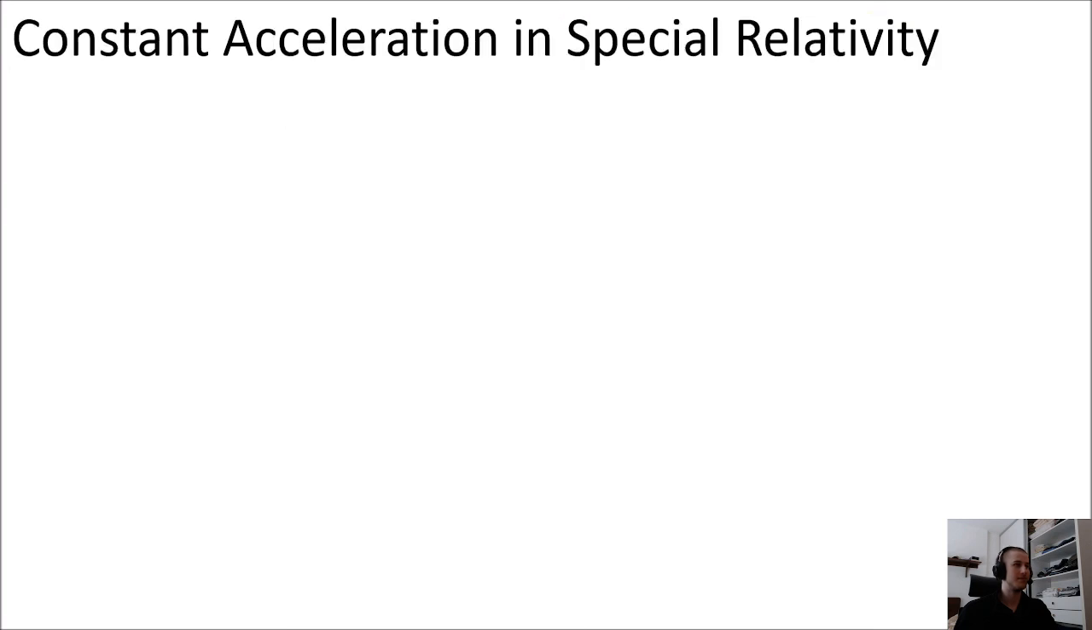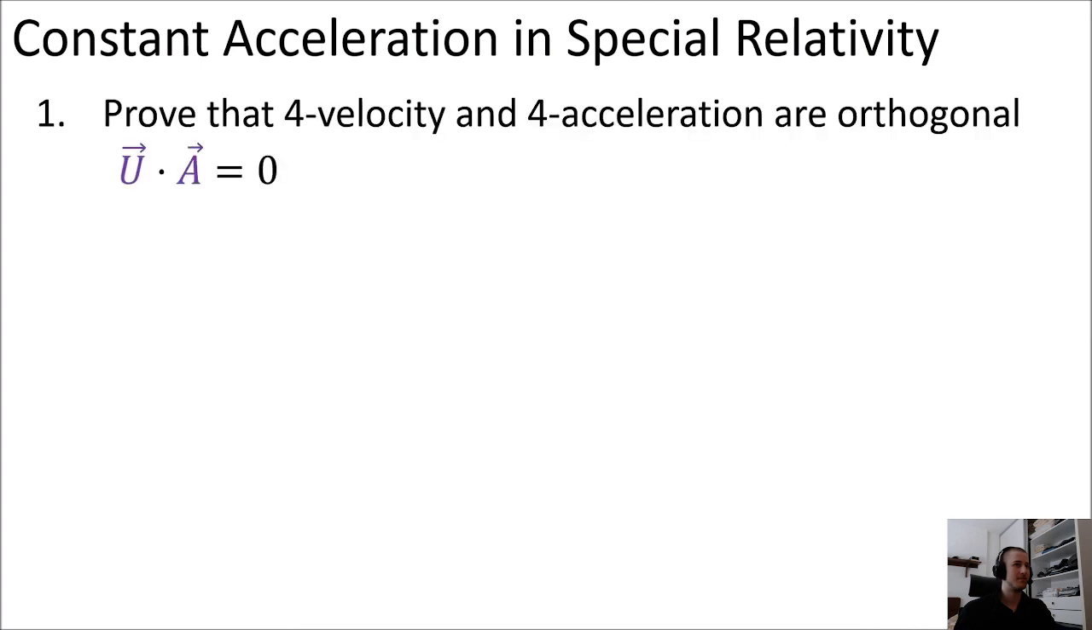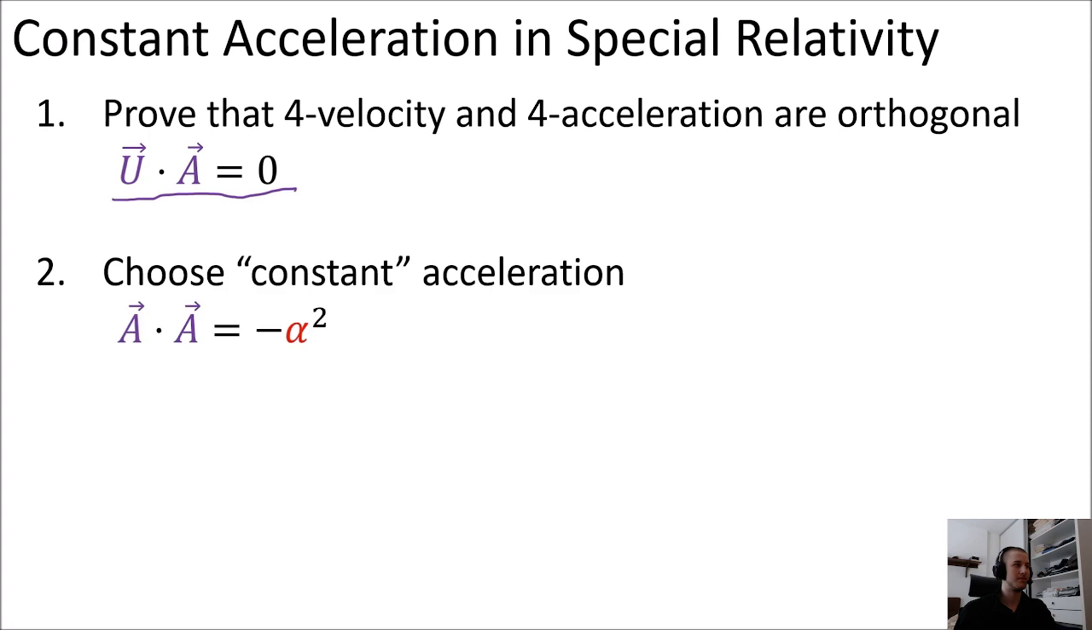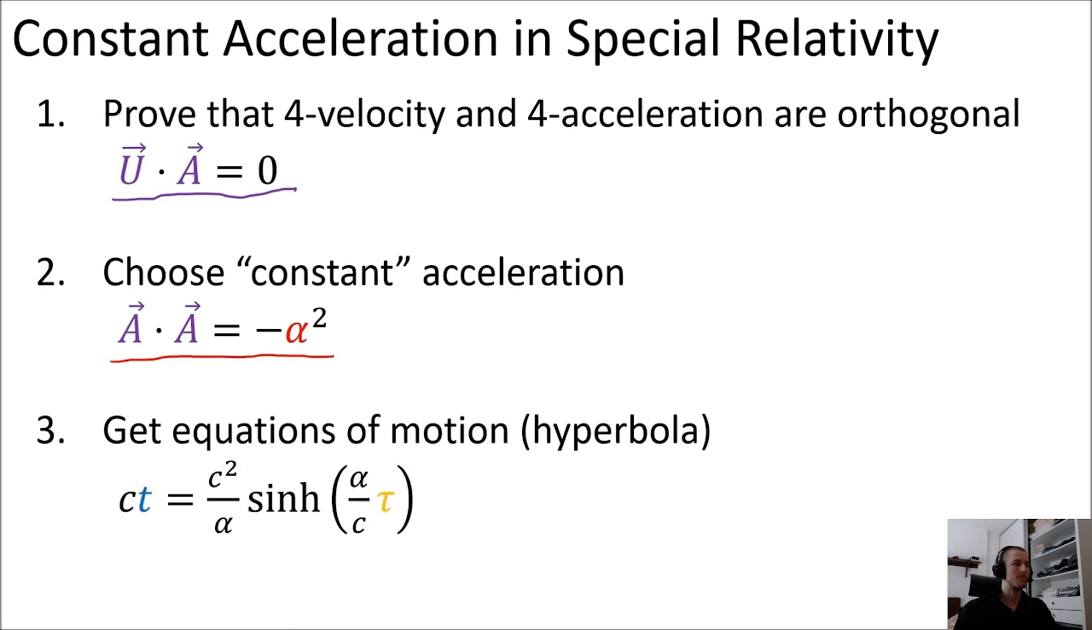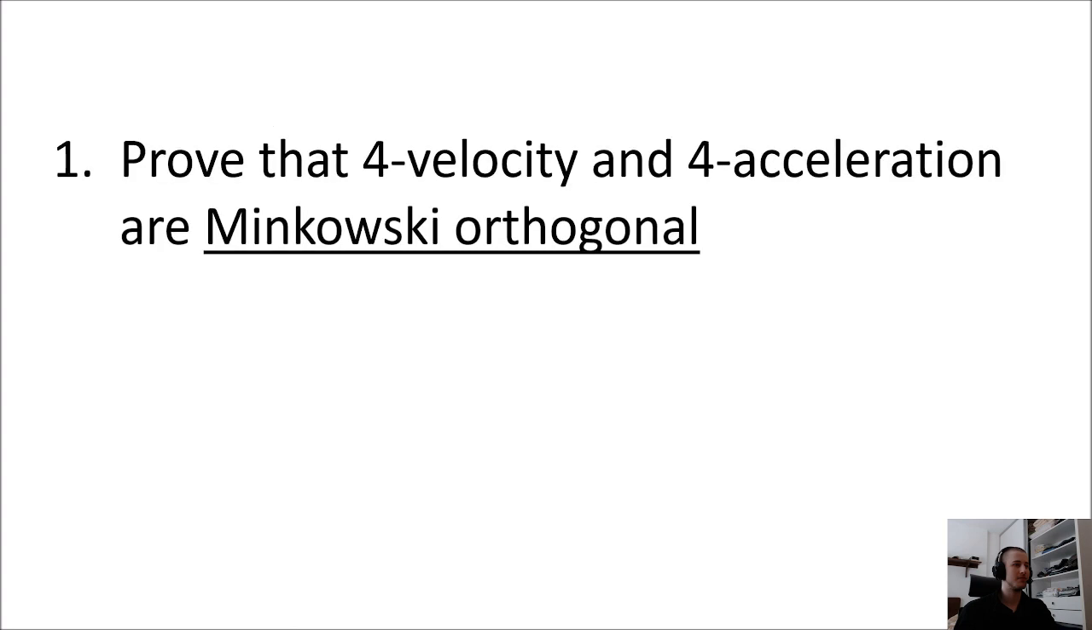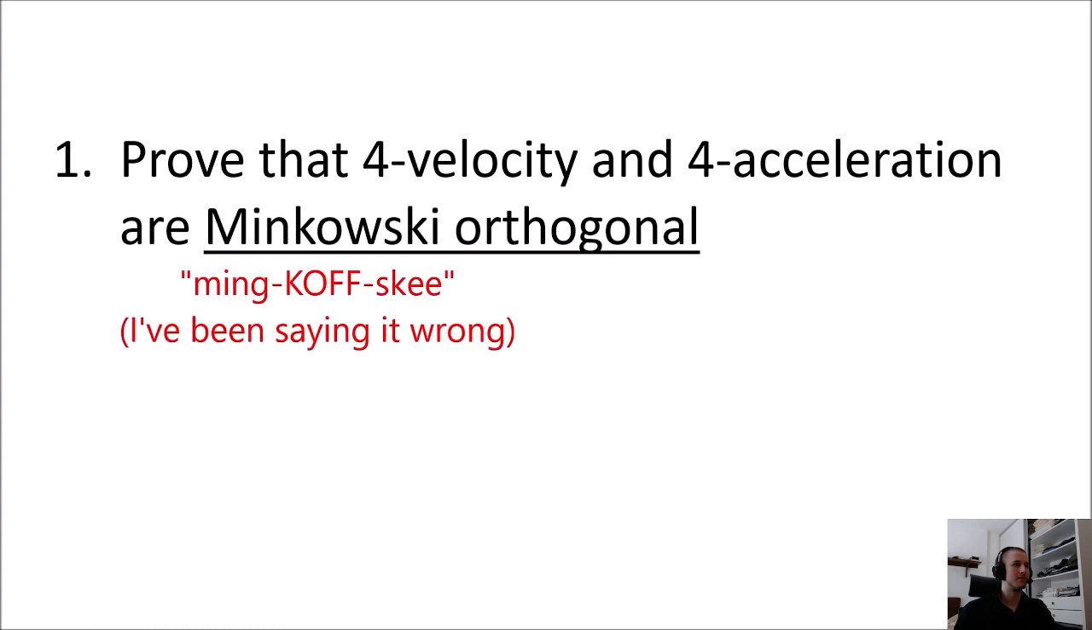To prove that constant acceleration in special relativity gives us a hyperbolic curve, we're going to follow 3 steps. Number 1, we're going to prove that the 4 velocity and 4 acceleration vectors of an object are always orthogonal. Number 2, we're going to define exactly what we mean by constant acceleration in special relativity. And number 3, we're going to derive the equations of motion for the spacetime world line of an object traveling with constant acceleration.